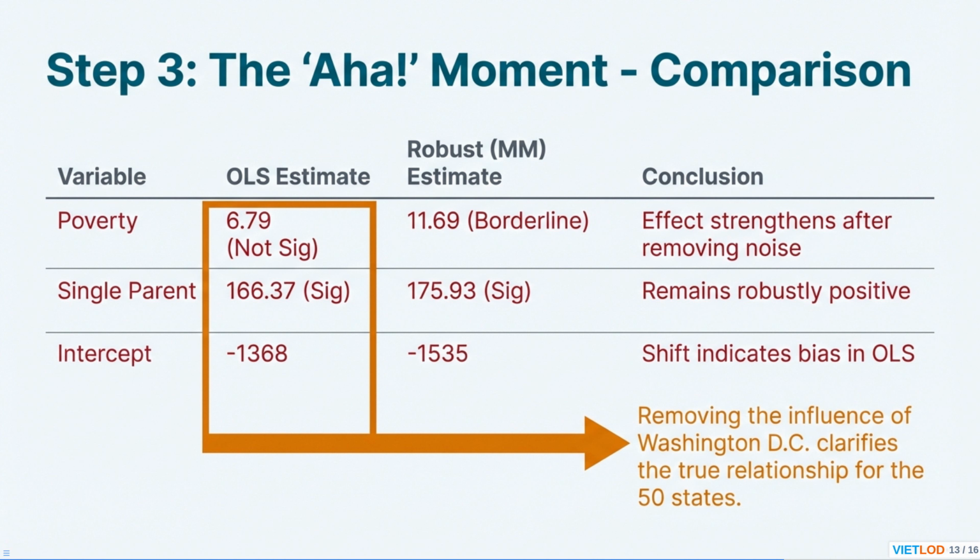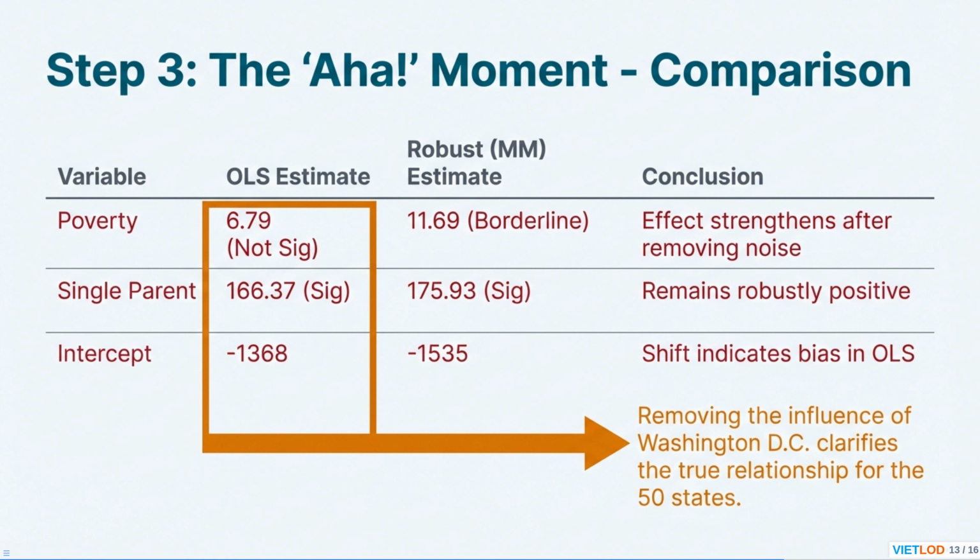For poverty, the OLS coefficient was small at 6.79 and not statistically significant. However, the robust estimate significantly increases to 11.69 and becomes borderline significant. This transformation clearly demonstrates that once the disproportionate influence of DC is removed, the true underlying positive relationship between poverty and crime for the other 50 states emerges, becoming both stronger and clearer.